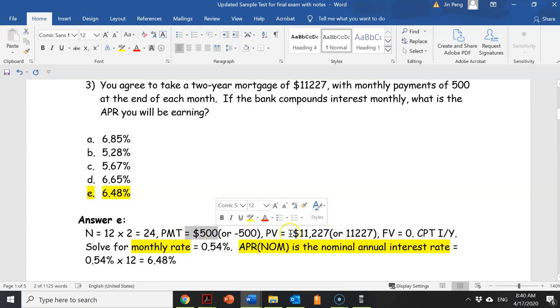The first set of choices is standing from the bank's perspective, the lender's perspective, and the second set of choices is standing from the borrower's perspective.